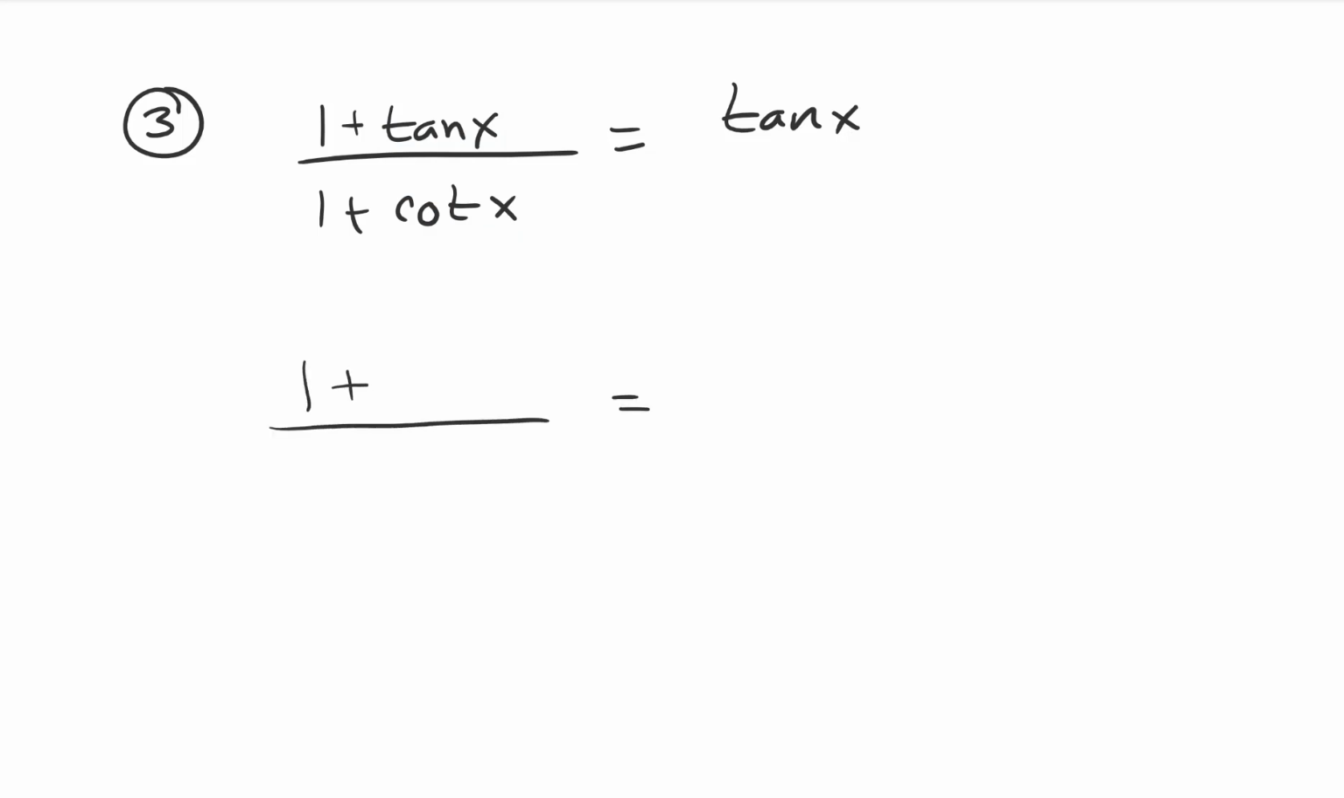It'll be like 1 plus, and let's change tangent of x into sine of x over cosine of x. And now we're going to change cotangent. Well, shoot, that's just going to be cosine of x over sine of x.